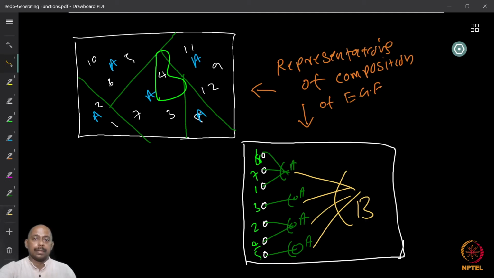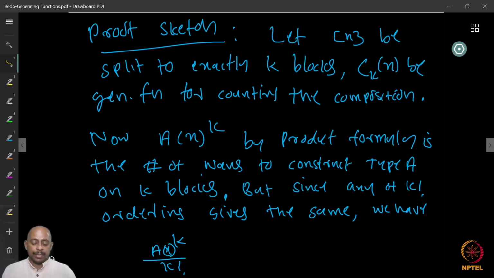Okay. So I will give you a sketch of the proof, like in the previous case. So what is the idea here? We know that we start with the set 1 to n, and then we split it into different blocks. Now let us start with the assumption that when I split into different blocks, there is some number of blocks. So let us say that there are exactly k blocks, right?